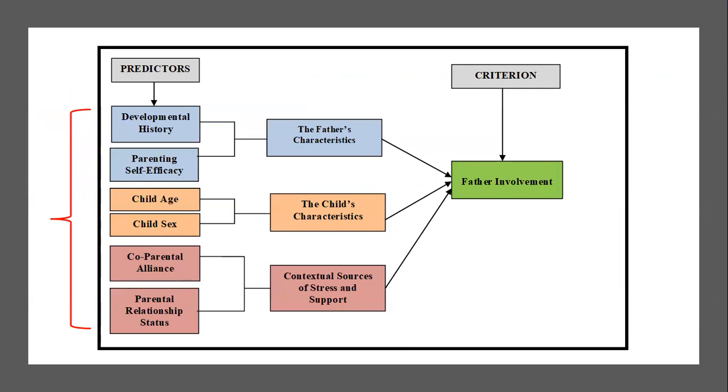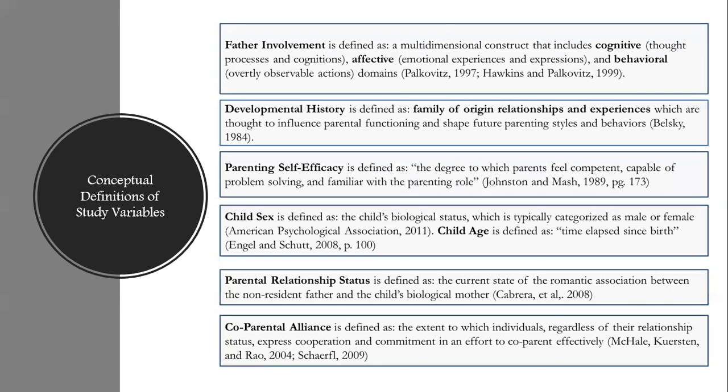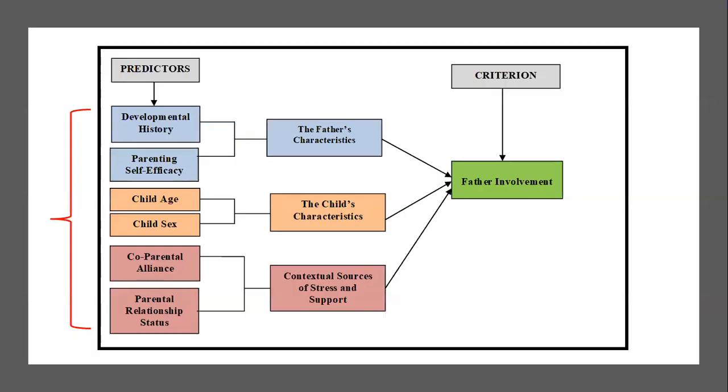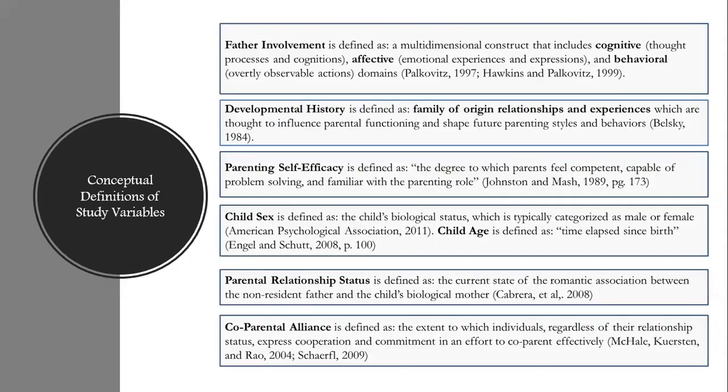In other words, I had to come up with both a conceptual and operational definition for all 6 of my predictor variables. As you can see here on the left-hand side of the screen, for each of these variables, I had to come up with both an operational and a conceptual definition. So here are all of my conceptual definitions. Actually, there were 7, let me go back to this slide, there were 7 variables. So we have the 6 here on the left and also the criterion variable in the green box, which is father involvement. So we can't leave that one out.